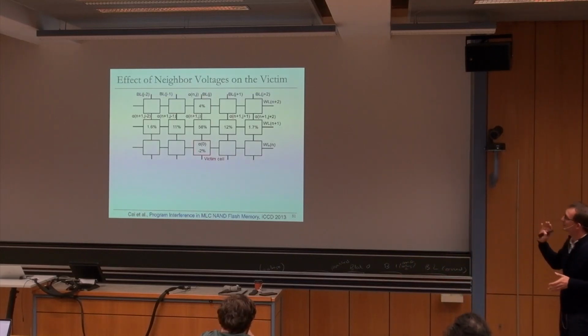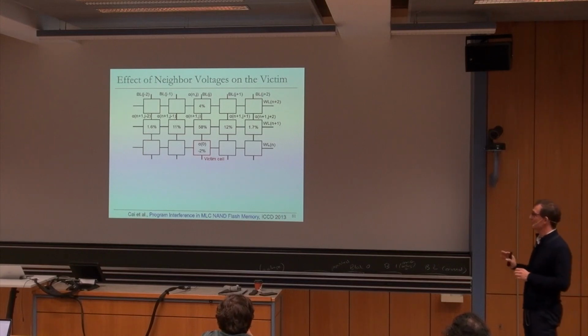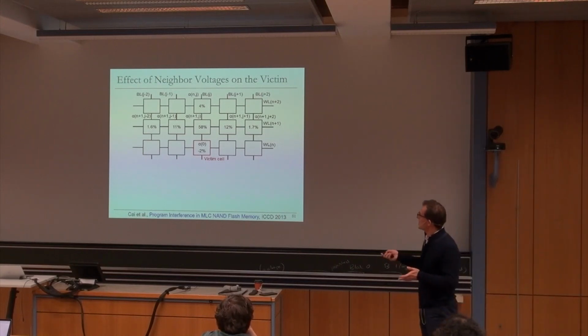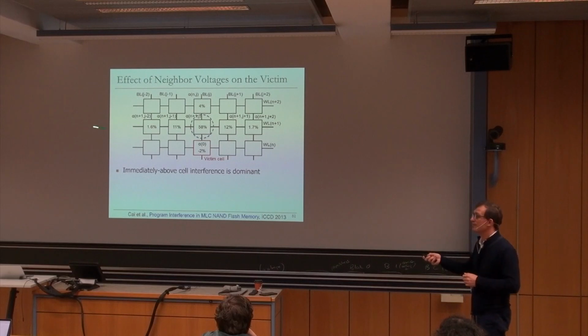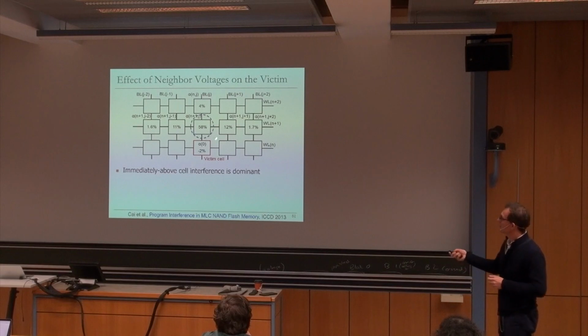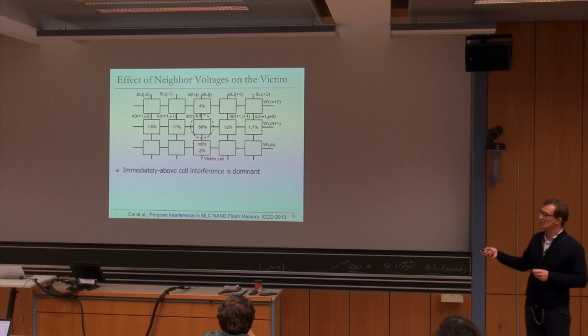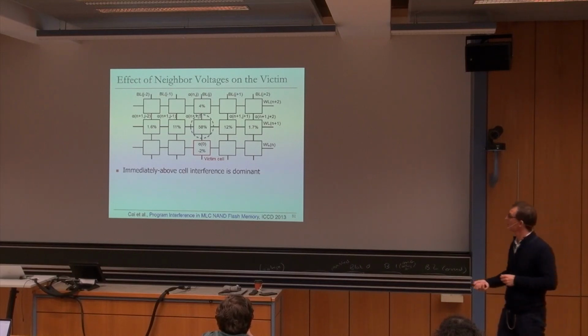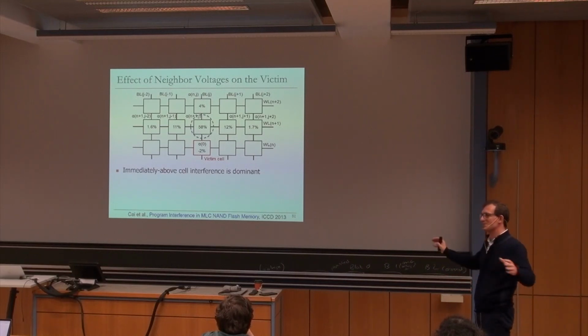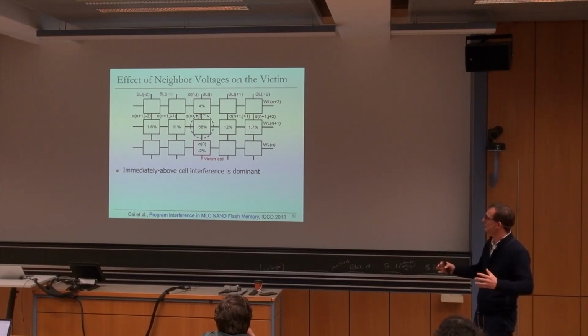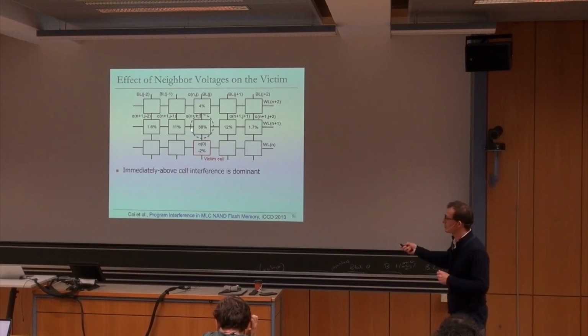The interesting part is this picture, after you do all of that characterization. It shows the relative importance, the relative effect of the different aggressor cells on this particular victim cell. It turns out the immediately above cell has the most interference. Whenever that is programmed, its effect is the highest. 58% means that, assuming the voltage of this cell is affected 100% by everything, this contributes 58%.